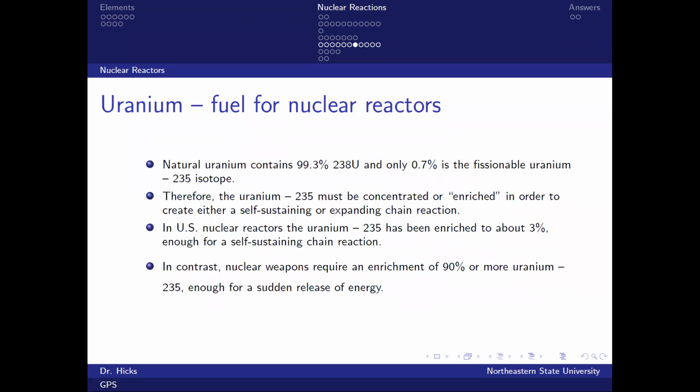So uranium is a common fuel for nuclear reactors. The isotope of uranium that's most commonly occurring on Earth is uranium-238.